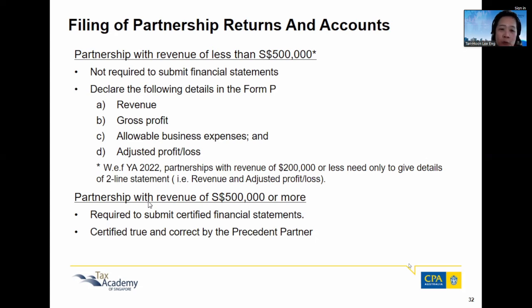It's only for those partnerships with high revenue of 500,000 and above that have to file a Form P and at the same time must give a certified statement of accounts. When we say certified statement of accounts, it's basically just the precedent partner signing to say that I certify true and correct.